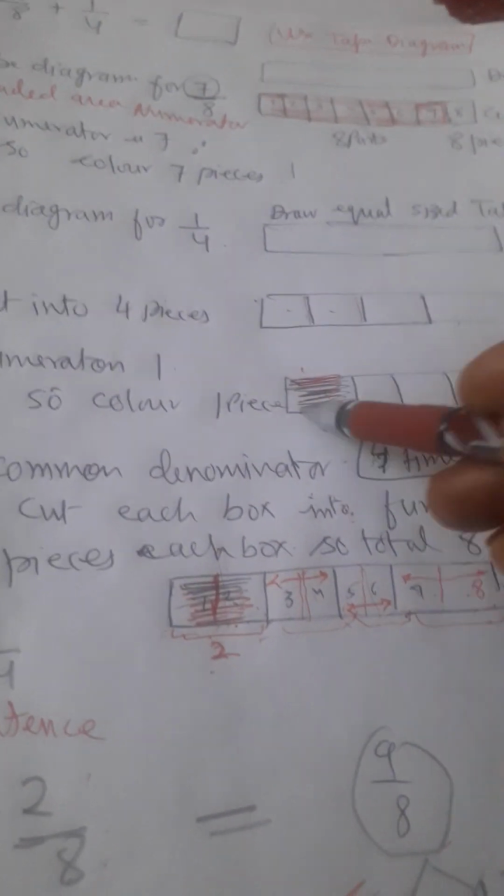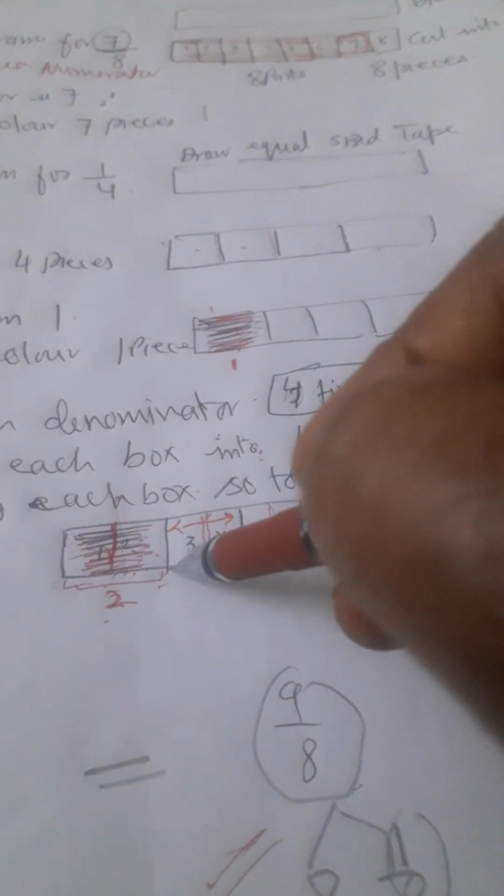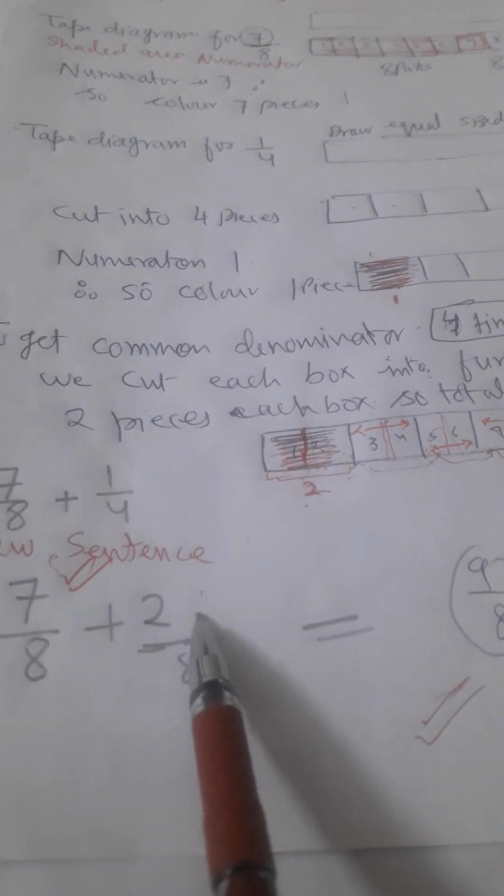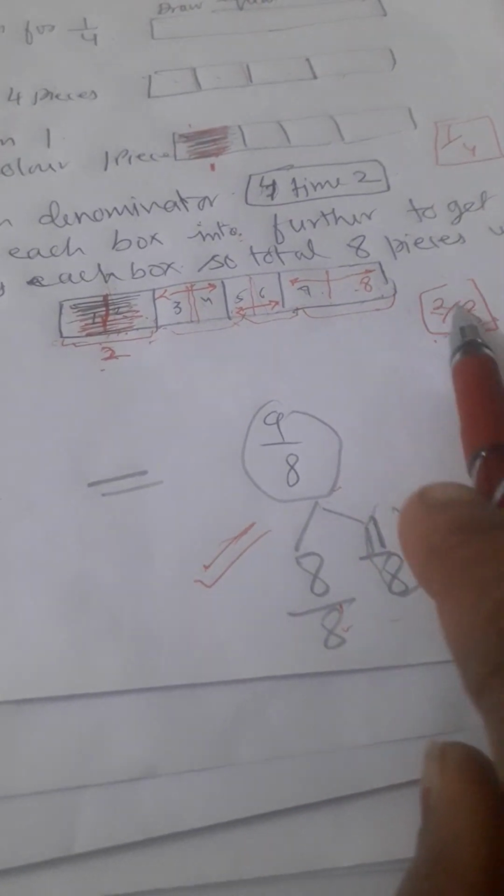Shaded part is always the numerator. Earlier it was 1. When we cut it into 8 pieces, 1 becomes twice because we have cut it into 2 pieces. So 2/8. Since we doubled the denominator, the numerator will also double. So 2/8. Clear? Instead of 1/4, we write 2/8.